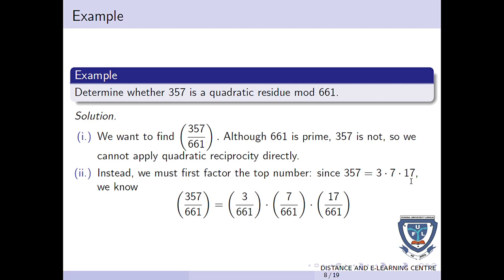Although 661 is prime, 357 is not, so we cannot apply quadratic reciprocity directly. Therefore, you have to factor the numerator. When you factor the numerator, 357 over 661 will be equal to 3 over 661 times 7 over 661 times 17 over 661. That's breaking it up into primes.